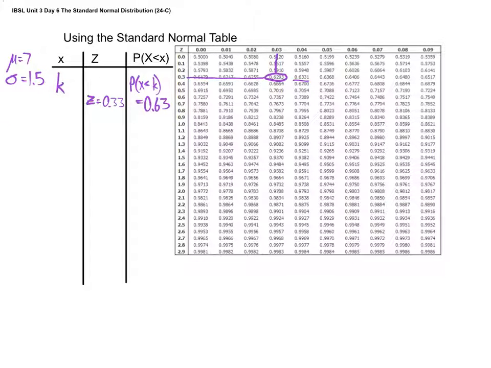So here is where our z formula comes into play: z equals x minus mu over sigma. We know z is 0.33. The x is the k value that we're looking for, but we know the mean is 7 and the standard deviation is 1.5. And now we can solve for the value, in reverse. So you multiply by 1.5, and we've got 0.495.